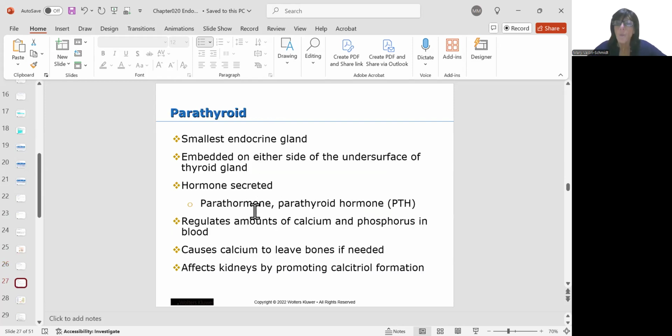Okay. Your parathyroid glands are itty bitty teeny tiny on each side of the underneath of the thyroid, and they secrete parathyroid hormone. Makes sense. And that regulates calcium and phosphorus, right? Pulls calcium out of the bones into the blood, and also affects the kidneys by making the kidneys make calcitriol, which has to do with calcium balance, electrolyte in the serum, in the blood.